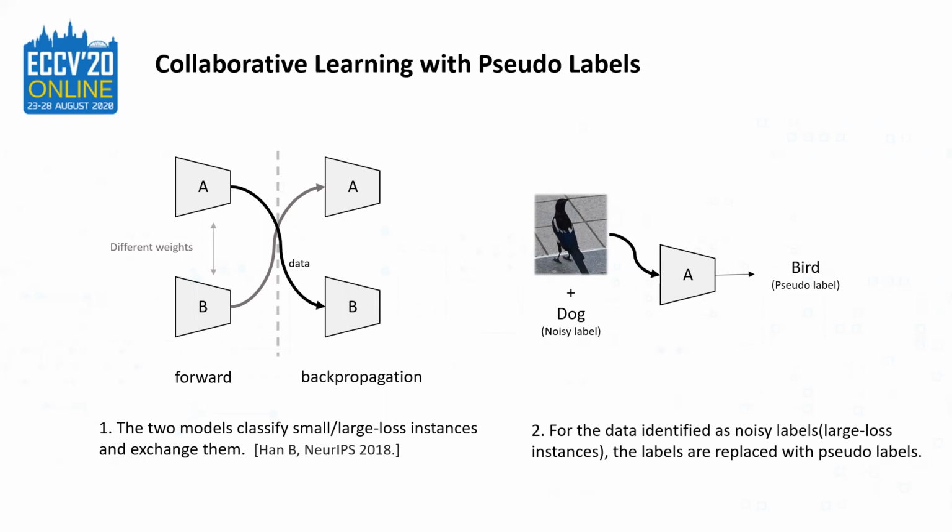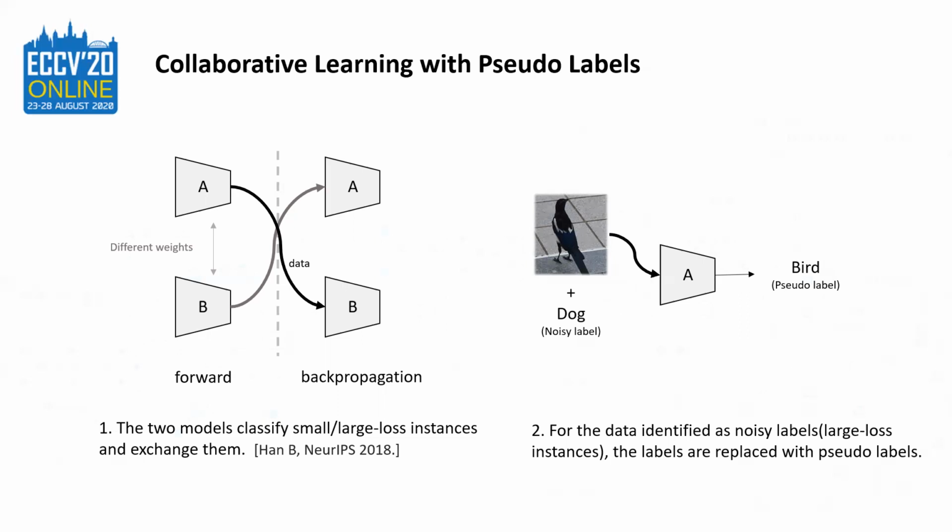But this approach is supposed to discard a certain amount of training data, so it suffers from a data inefficiency problem. To compensate for this problem, we focus on the large loss instances, which have noisy labels. We think that their labels are wrong, but their image data can still be useful for training. So we propose a method using pseudo labels instead of noisy labels.